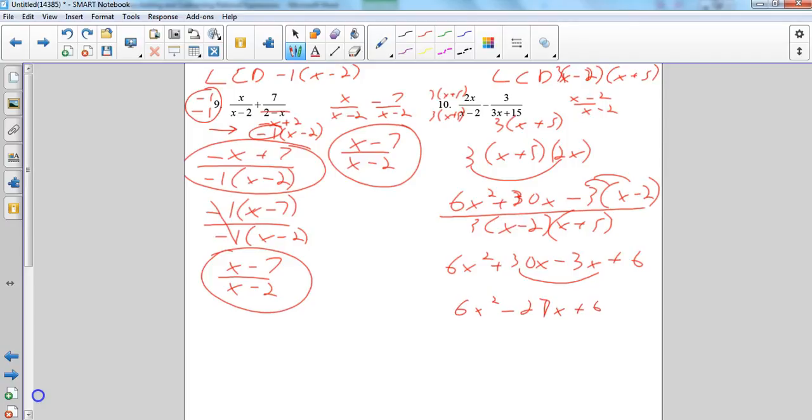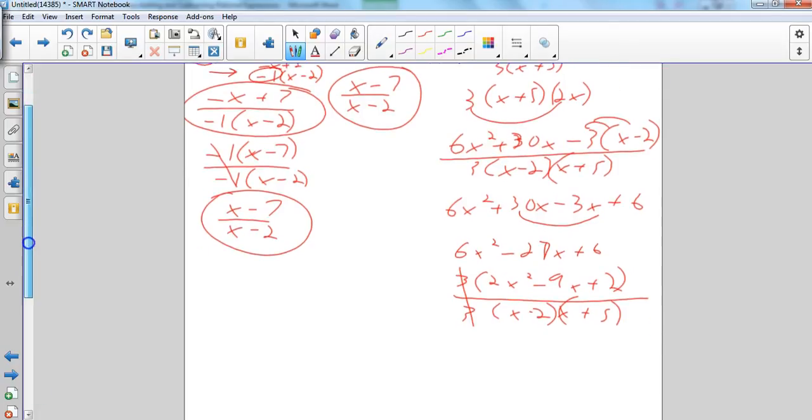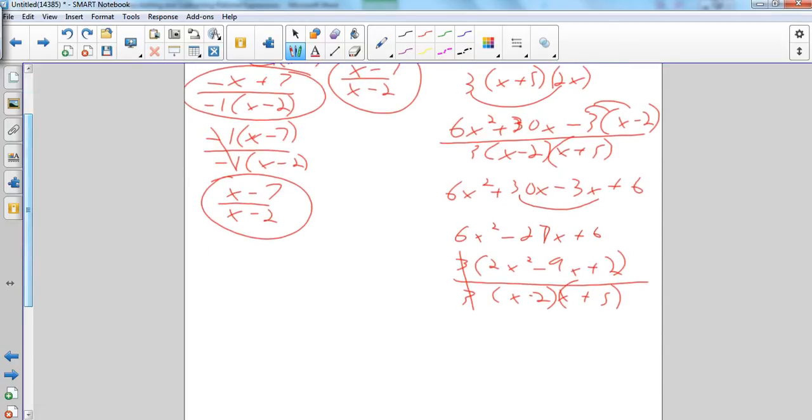Write the denominator. No, because these all have a 3 in common. I'm going to pull a 3 out and get 2x squared minus 9x plus 2. Now, I'm going to write it all over my 3, x minus 2, and x plus 5. And why did I pull that 3 out? Because look what happens there. The 3's cancel. And my answer is right there.